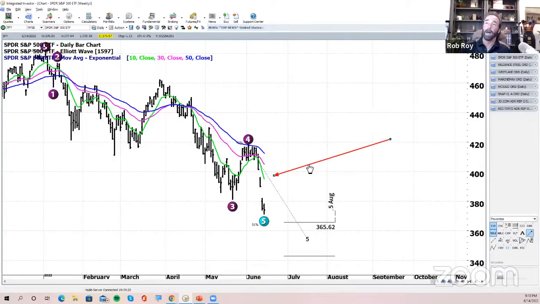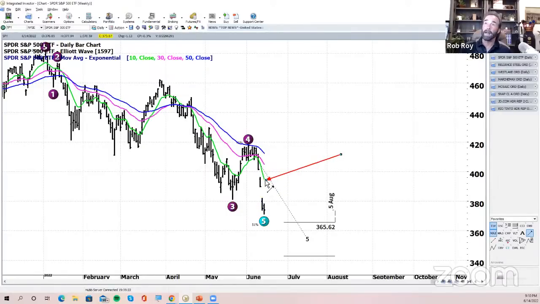Now the question becomes a little bit different than the question we asked over the weekend: do we bounce back and just fill this first gap and we save this one for later? Because look, the 10-day moving average is already lower than where the first gap was.